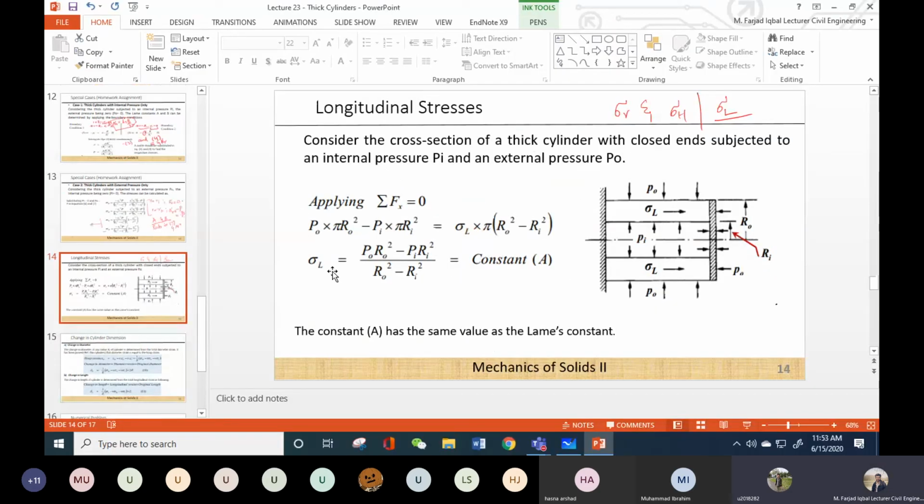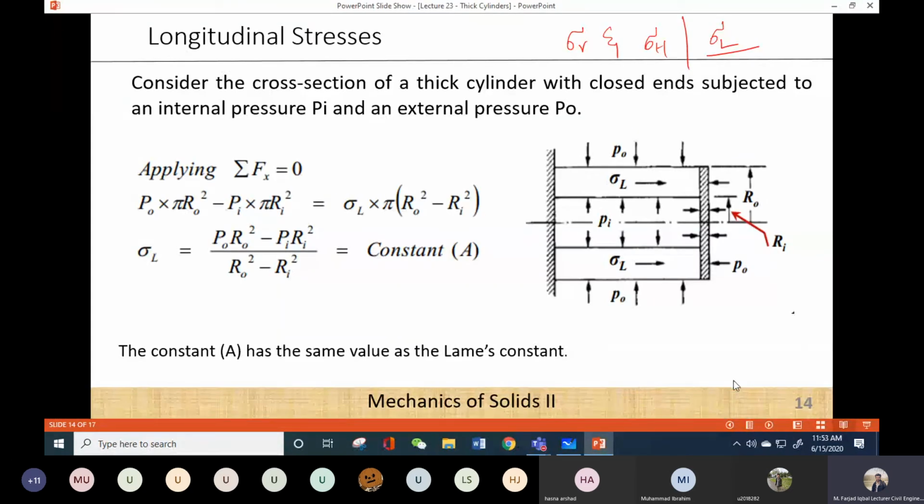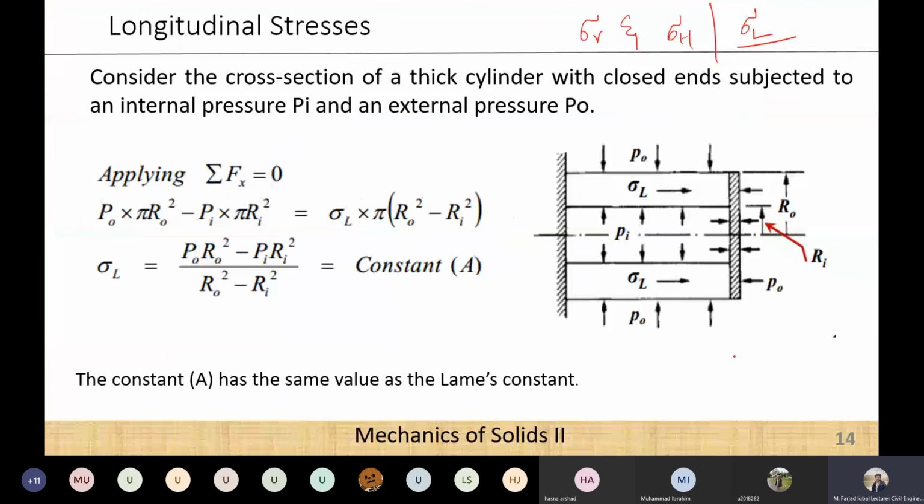Okay, this is just a one-step derivation. It's not a big derivation. So it's better that we discuss this right now, so things will be convenient. It's just these two steps in this derivation for longitudinal stress.